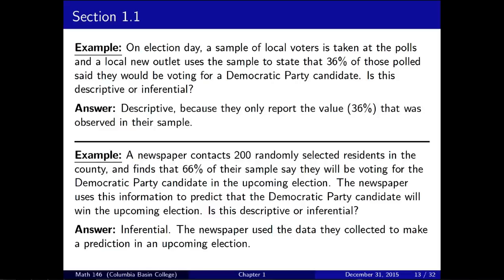In the next example, a newspaper contacts 200 randomly selected residents in the county and finds that 66% of their sample say they will be voting for the Democratic Party candidate in the upcoming election. The newspaper uses this information to predict that the Democratic Party candidate will win the upcoming election. Is this descriptive or inferential? In this case, this is inferential. The newspaper used the data they collected, and they actually made a prediction about the upcoming election. Do they know for sure what will happen? Of course not. They're making an inference.